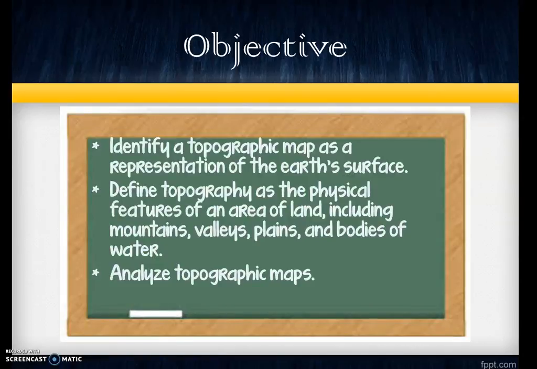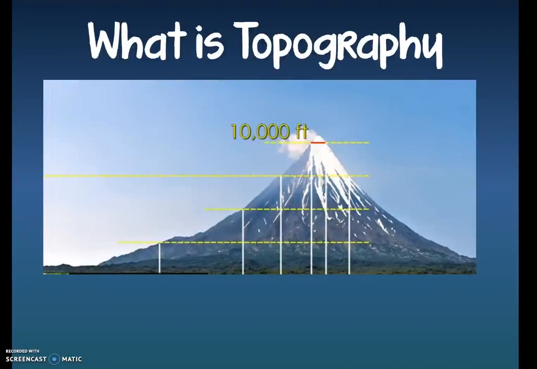Today we're going to talk about topographic maps. Our goal is to be able to identify a topographic map as a representation of the Earth's surface, and to define topography as the physical features of an area of land, which includes mountains, valleys, plains, and bodies of water. We're going to do a lot of this in our flipped follow-up, but we're going to analyze topographic maps. Let's get started. Our first big question, our learning goal, is: what is topography?